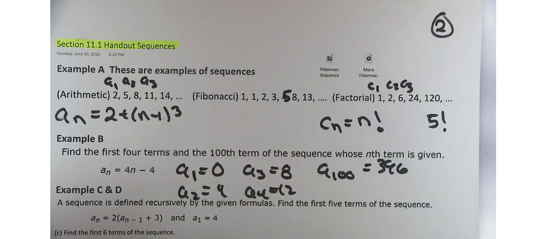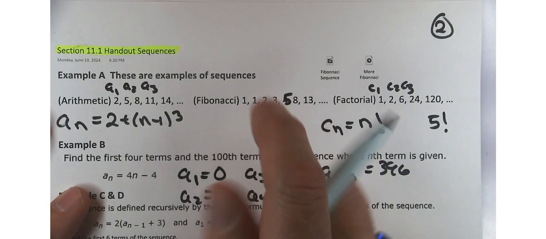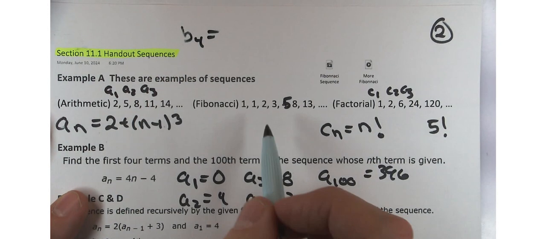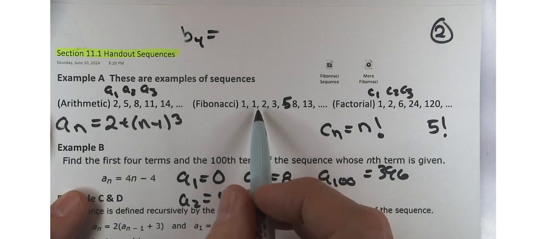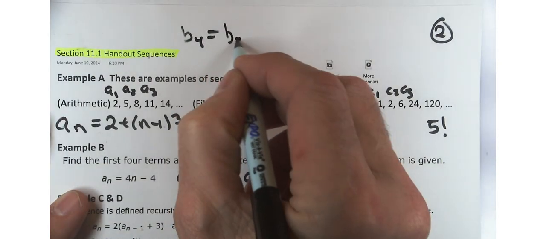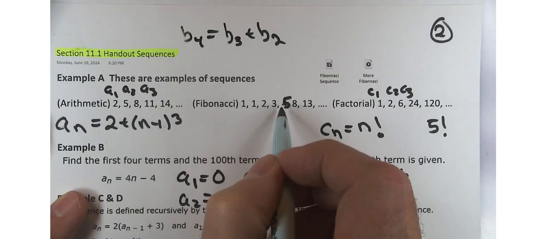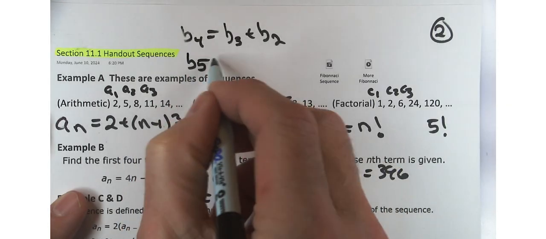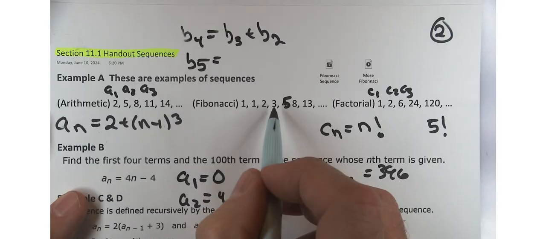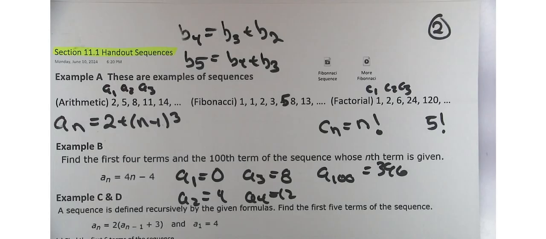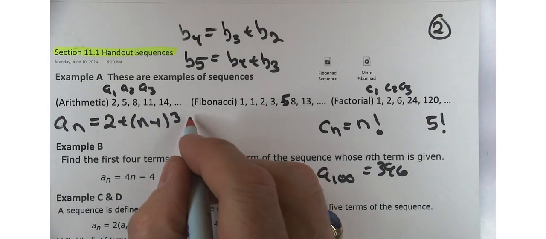So, for instance, to get, say, the fourth term in the Fibonacci sequence, b sub 4, what am I doing? I'm adding up b sub 3 and b sub 2. So it'll be b sub 3 plus b sub 2. Or if I wanted to get, say, the fifth term, b sub 5, that'd be b sub 4 plus b sub 3. Can we generalize that? What's this going to look like in general when I look at, whatever term, the nth term in the Fibonacci sequence? B sub n.